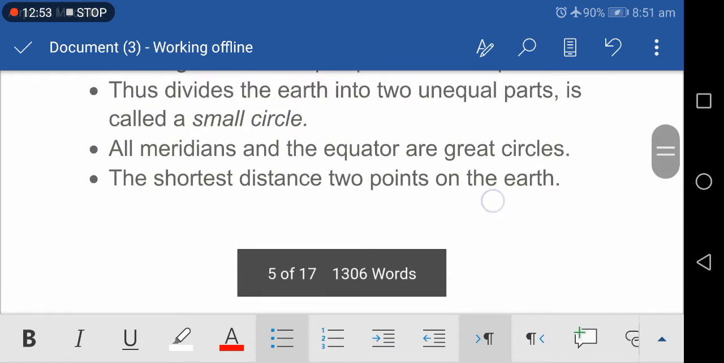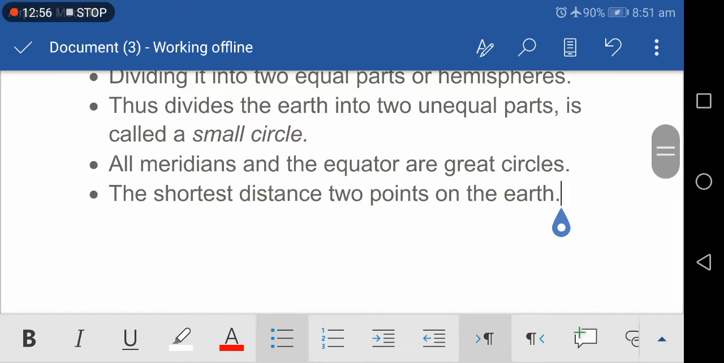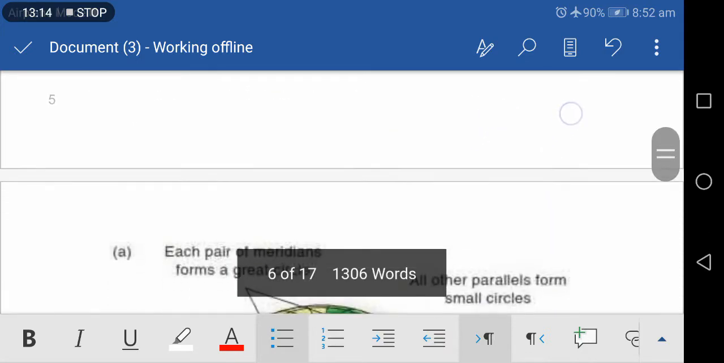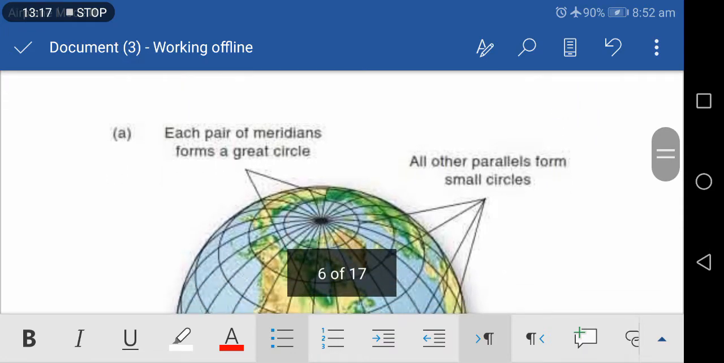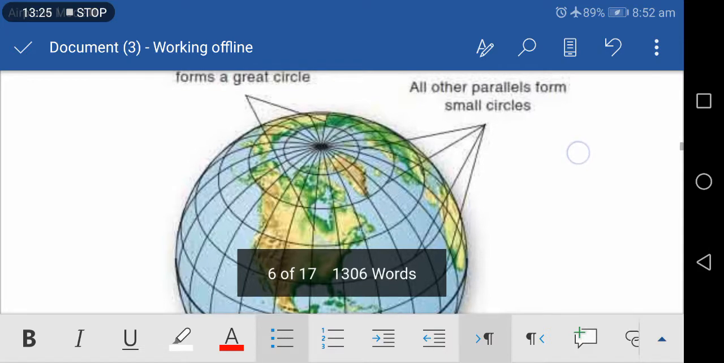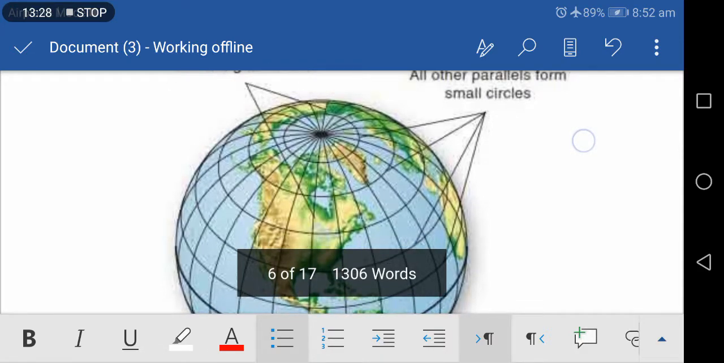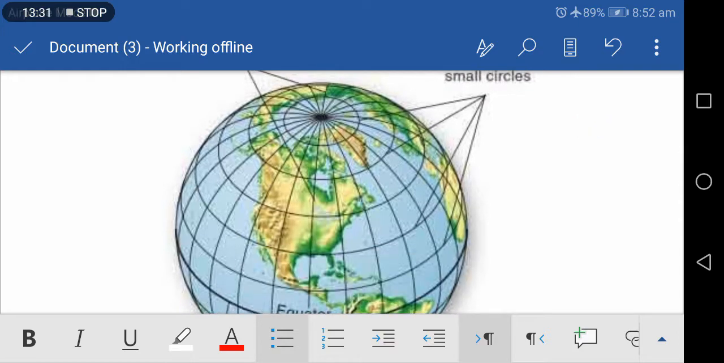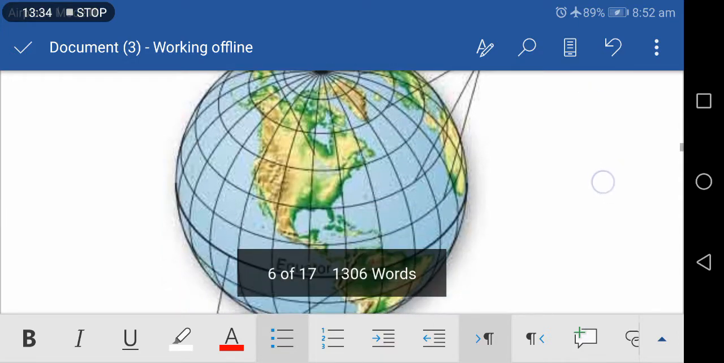Right. And next one, all meridians and the equator are great circles. However, a great circle need not follow a particular latitude or longitude. An arc of the great circle on the surface of the earth marks the shortest distance between any two points on the earth. Great circle routes are the shortest routes connecting any two places on the earth. Among latitudes, only the equator is a great circle, while all meridians represent great circles.